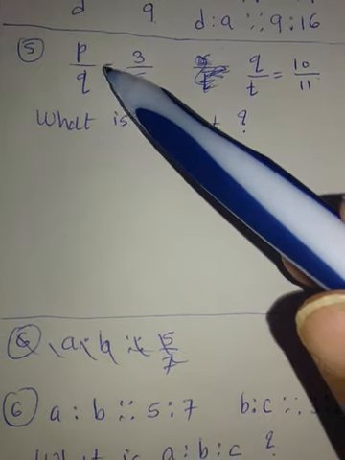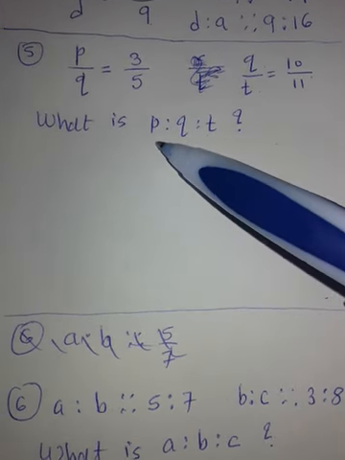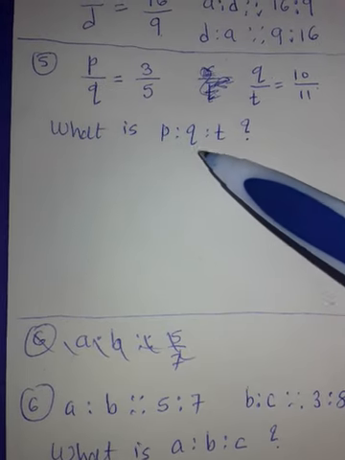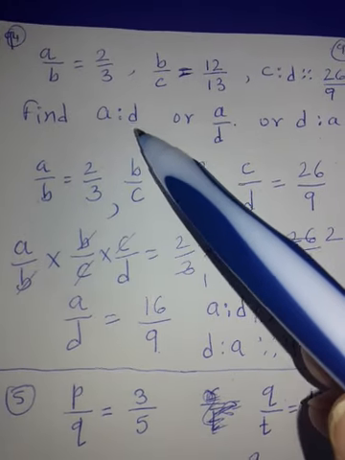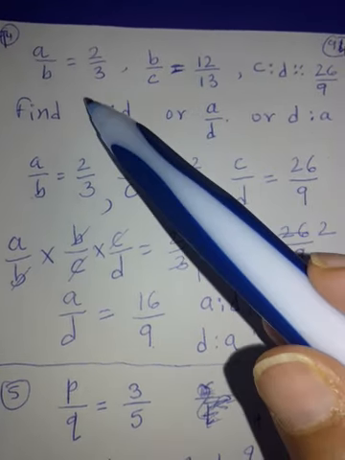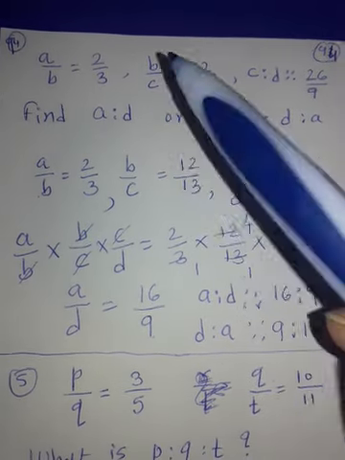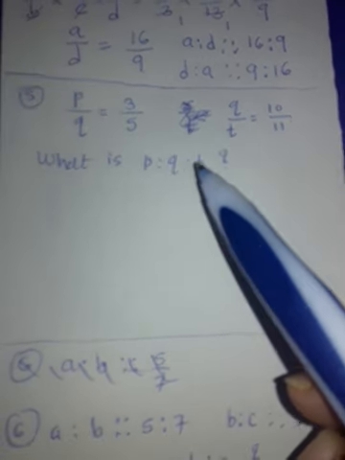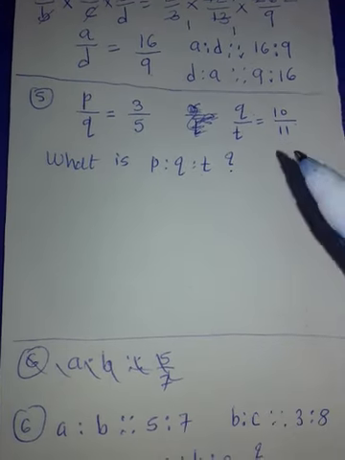Next example. P upon Q is 3 upon 5 and Q upon T is 10 upon 11. What is P is to Q is to T? So we want all three numbers in the ratio. In the earlier question that we solved, question was about A is to D. So we got rid of B and C. We didn't want them. We wanted only A and D. But here we want all three. P also, Q also, and T also, and how they are dependent on each other, we want that.